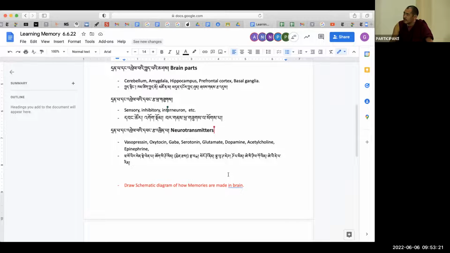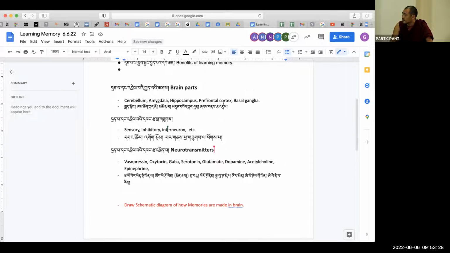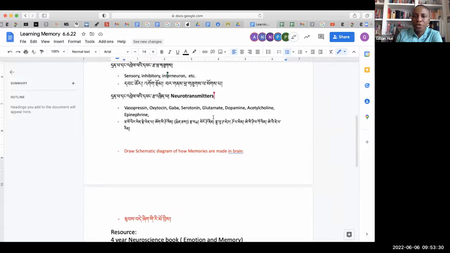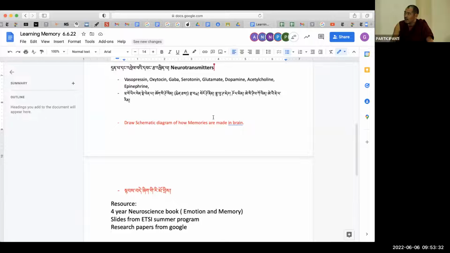Yes, sensory neurons and inhibitory, yeah, these are some sort of neurons, okay. And then neurotransmitters.